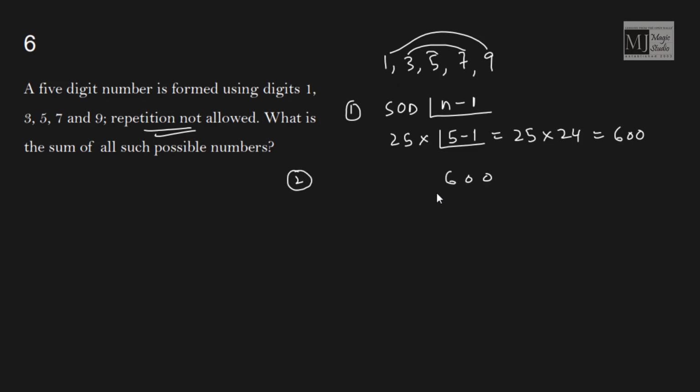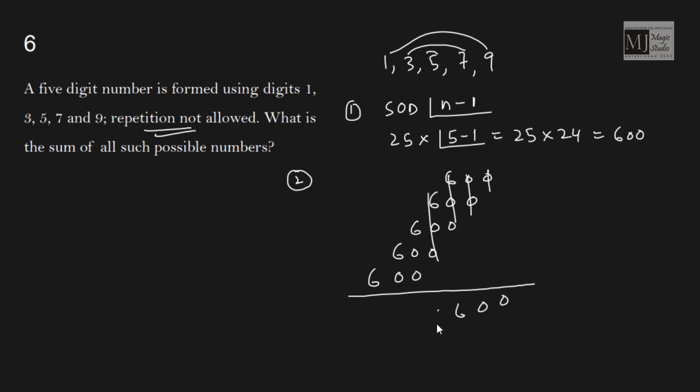In step 2, I'll write 600 after 1 shift towards the left. How many times? 5 times. And then add up these digits. 0, 0, 6, 6, 6, 6, 6.